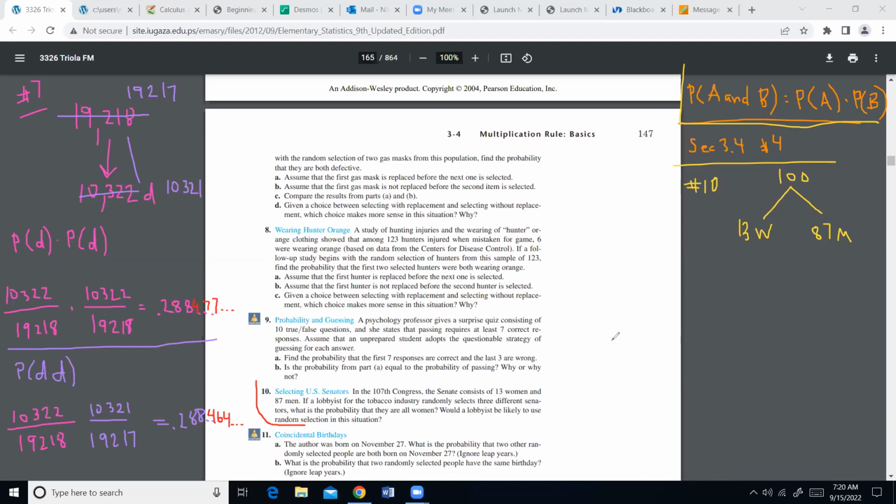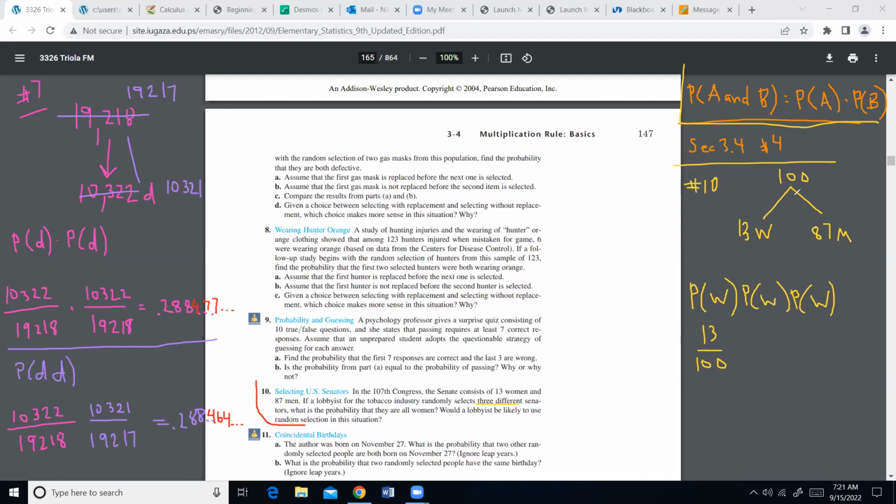Okay, so if a lobbyist for a tobacco company selects 3 different senators, what's the probability they're all women? So what's the probability that we have a woman and a woman and a woman again? It looks like we'd be multiplying according to our multiplication rule, but we need to be careful. What are we multiplying? For the first selection, there are 13 women out of 100 senators, so that one is pretty straightforward if I select the first person.